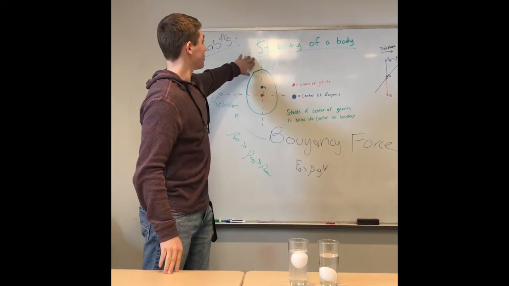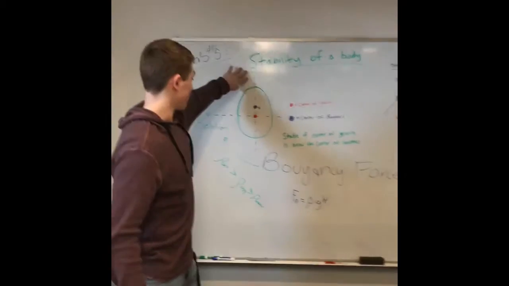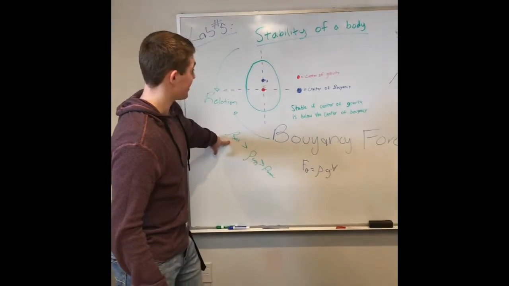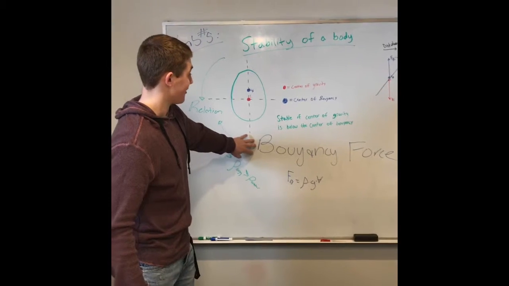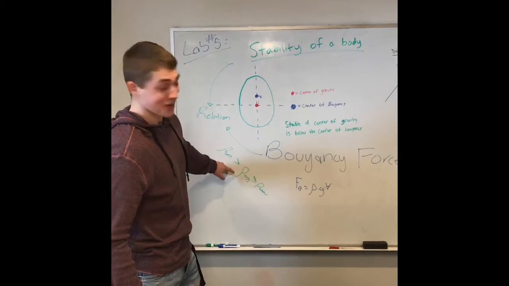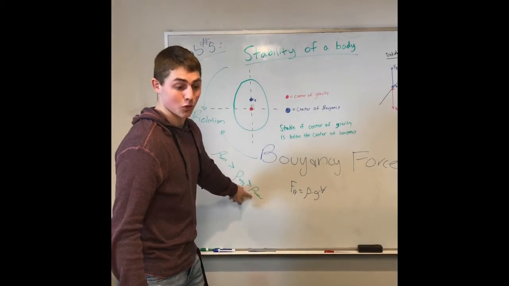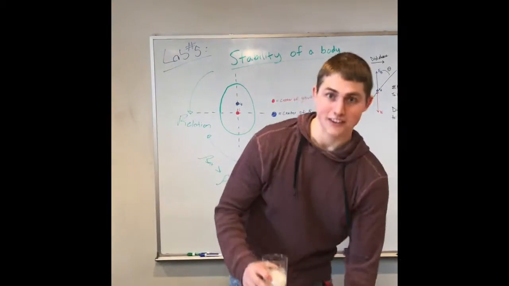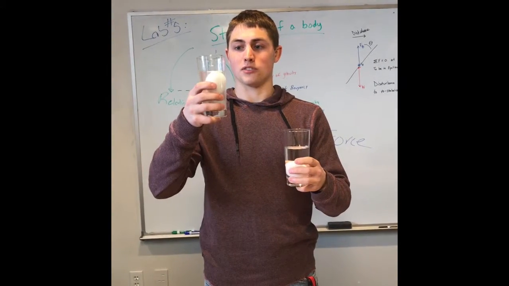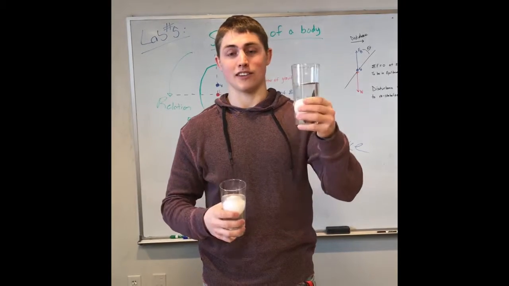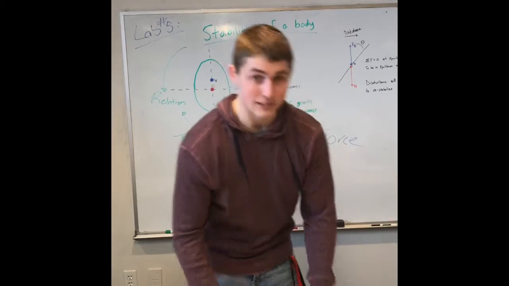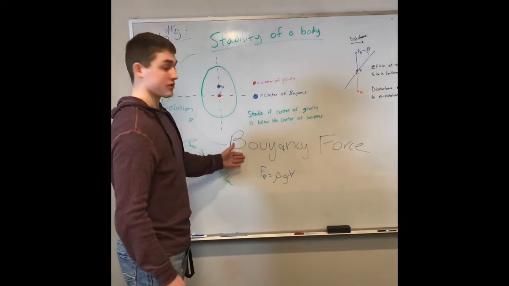Just to conclude, we related the stability of the body of the egg and the buoyancy force. So the main key thing to take out of the buoyancy force is rho salt is greater than rho egg, which is greater than rho water, which explains in our eggs here why the egg floats in salt water and the egg sinks in regular water. That's the main thing to take out of the buoyancy force.